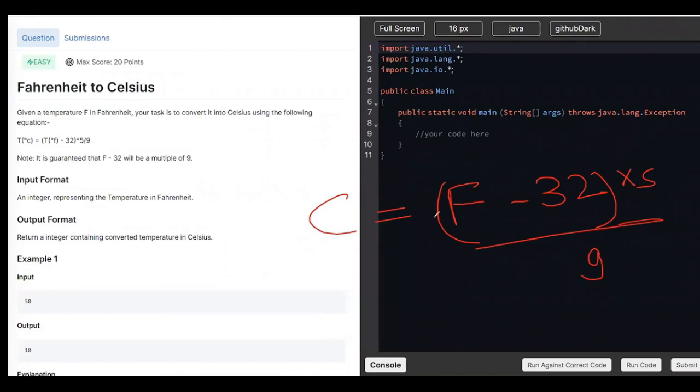Boss, you have the temperature in Fahrenheit and you want to get the temperature in Celsius. So let's say the temperature is 50. That is 50 Fahrenheit. So what will you get as output? 50 minus 32 is 18. 18 into 5 is 90. 90 by 9 is 10. So 50 degree Fahrenheit is 10 degrees Celsius and the output is 10. Okay. And what is the explanation, guys? Let's read the explanation.